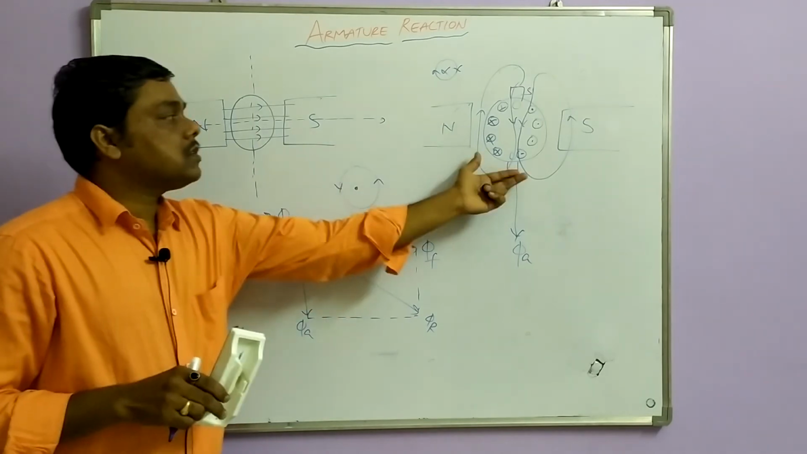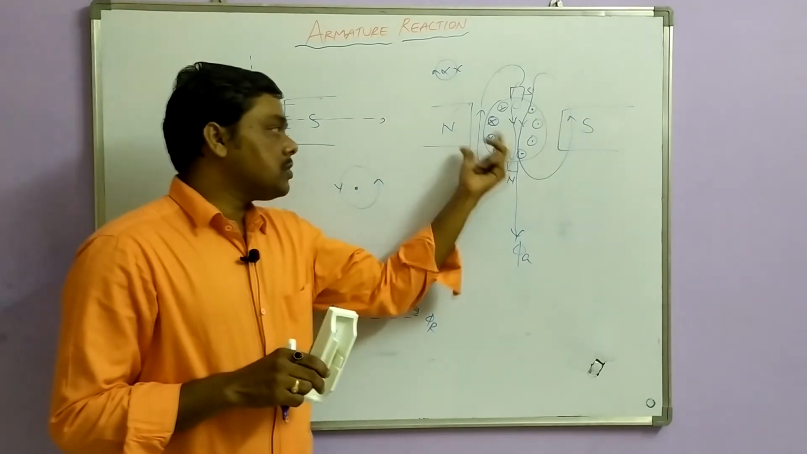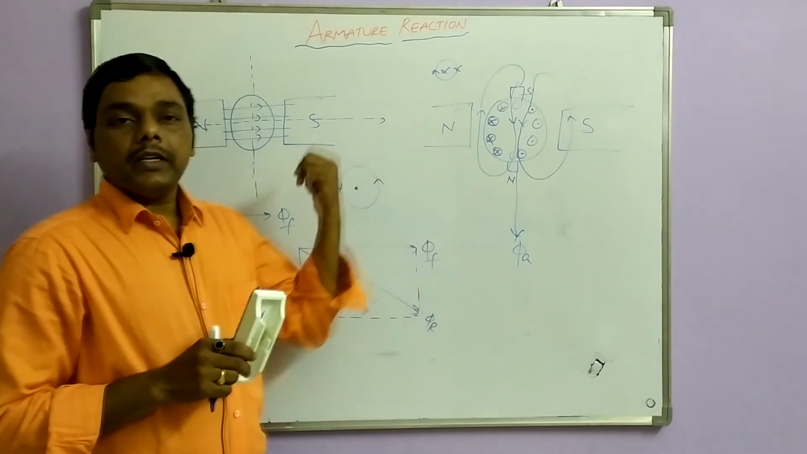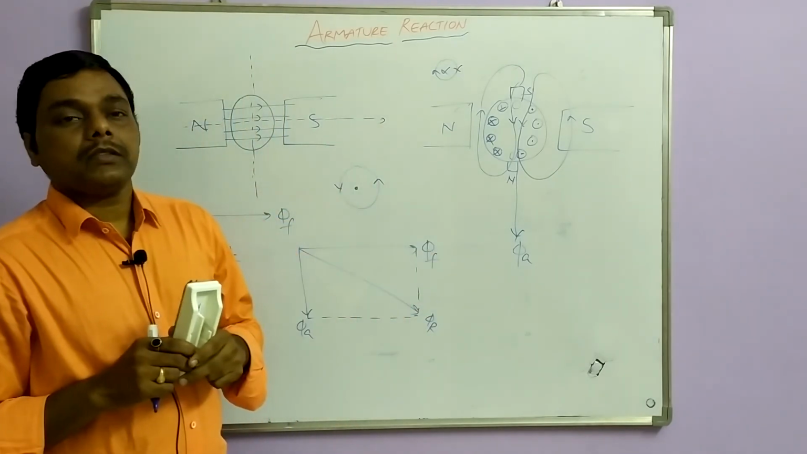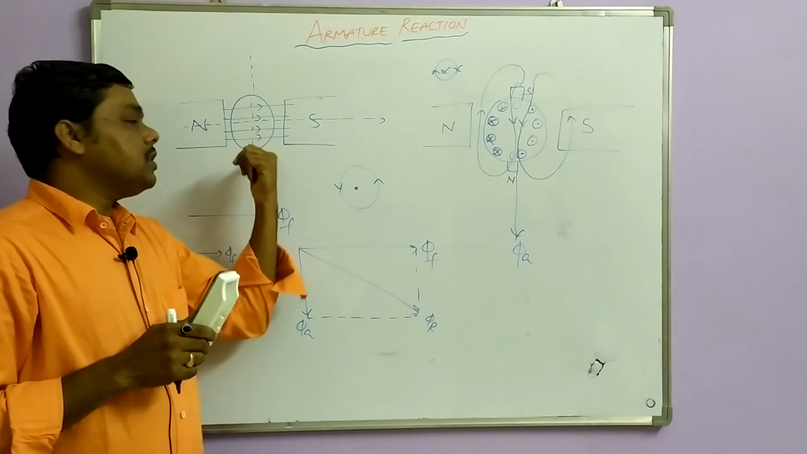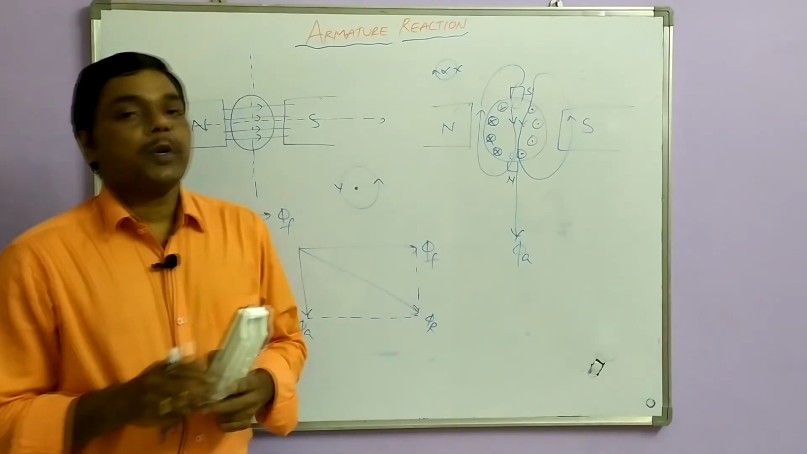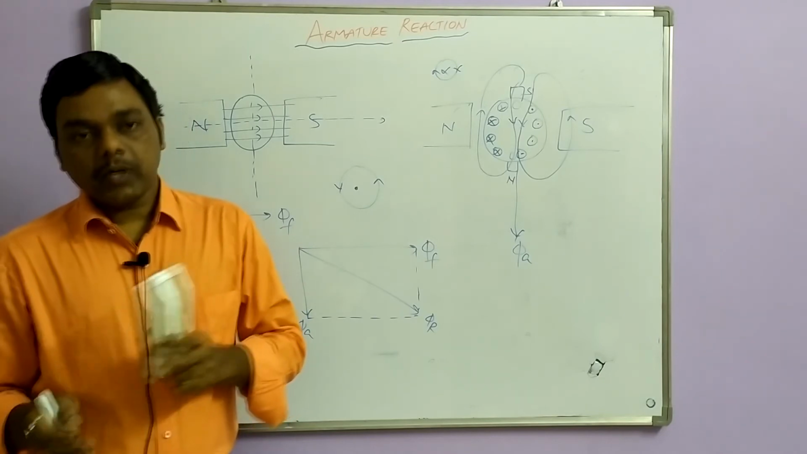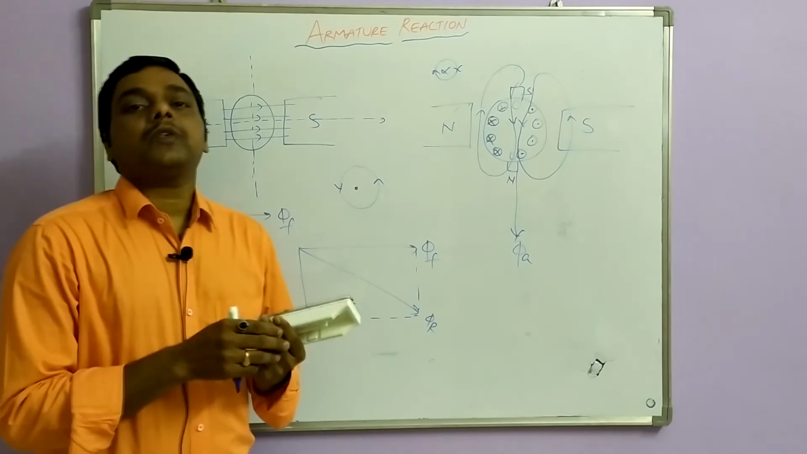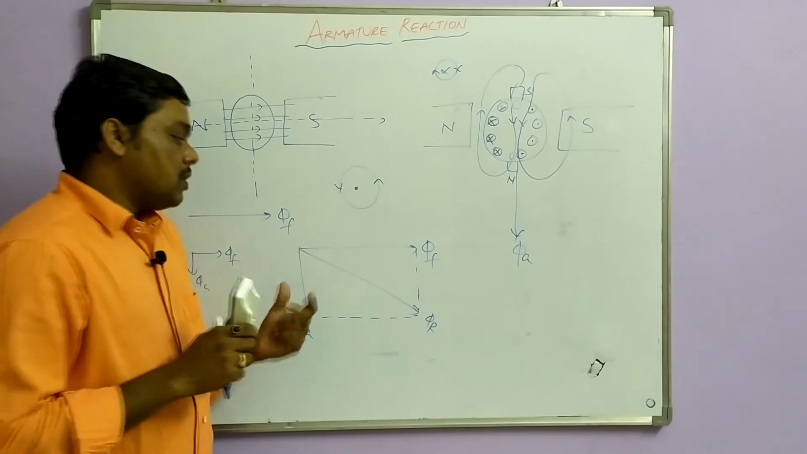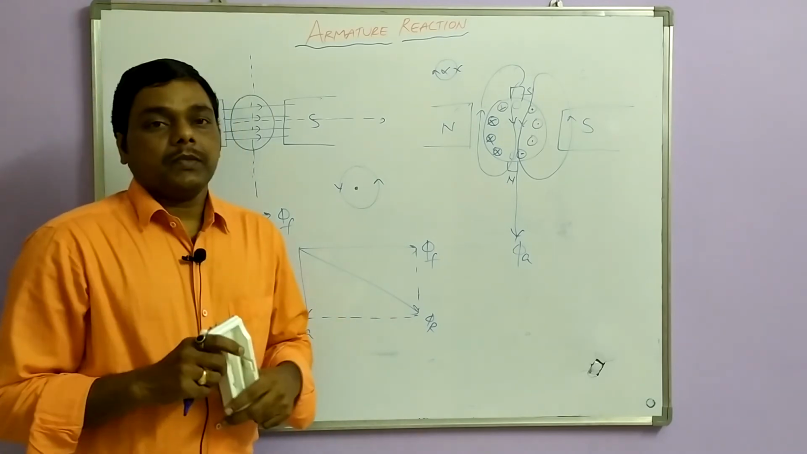What is the change in this armature? If the armature remains stationary, is there any change in the armature conductors? Is there any change in GNA or MNA? And what is the change with respect to the poles, with respect to the D axis and with respect to the Q axis? Now we will discuss.